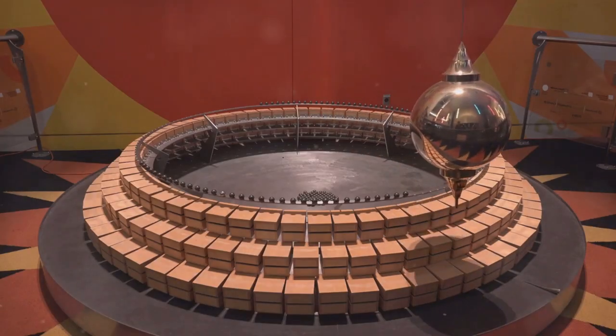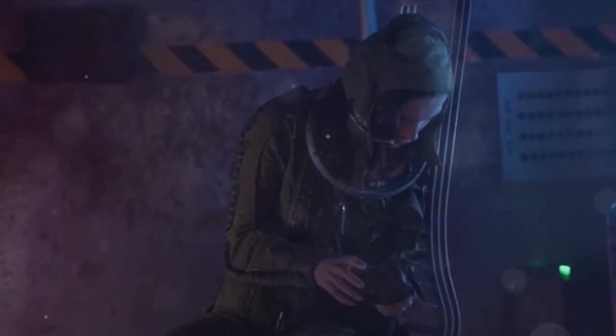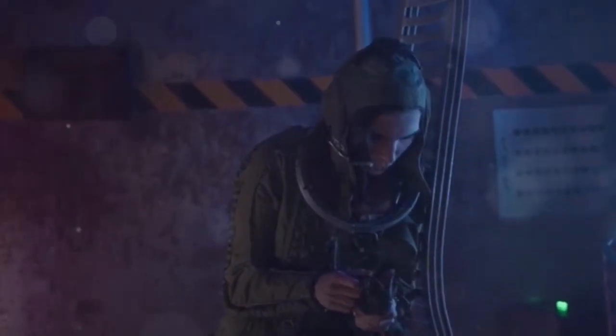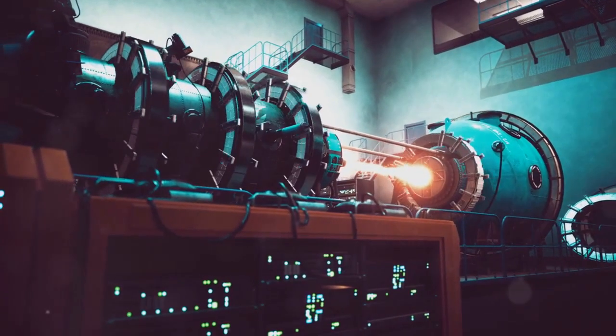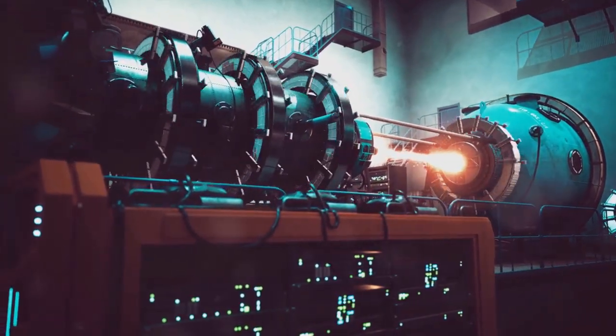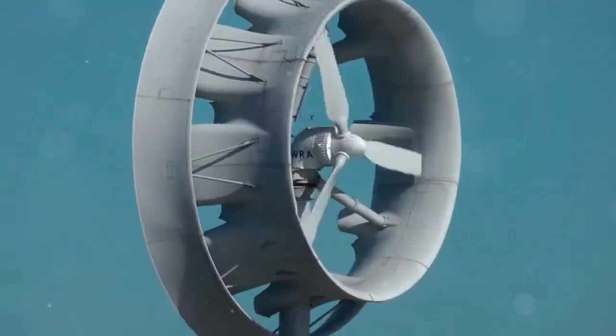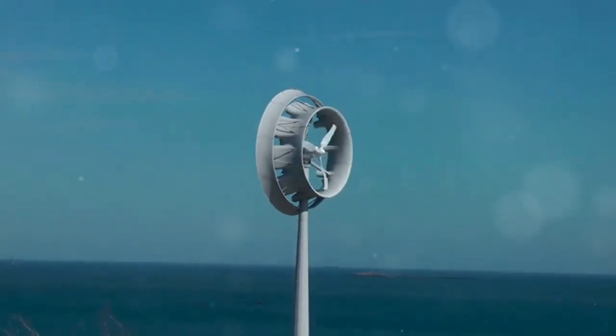One method utilizes a torsion balance. The reactor is mounted on a platform suspended by a thin wire. As the reactor generates thrust, it causes the platform to rotate. The amount of rotation is proportional to the force generated.